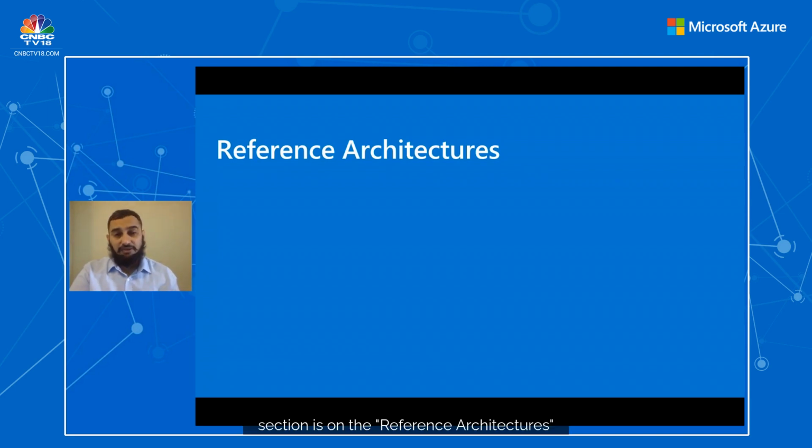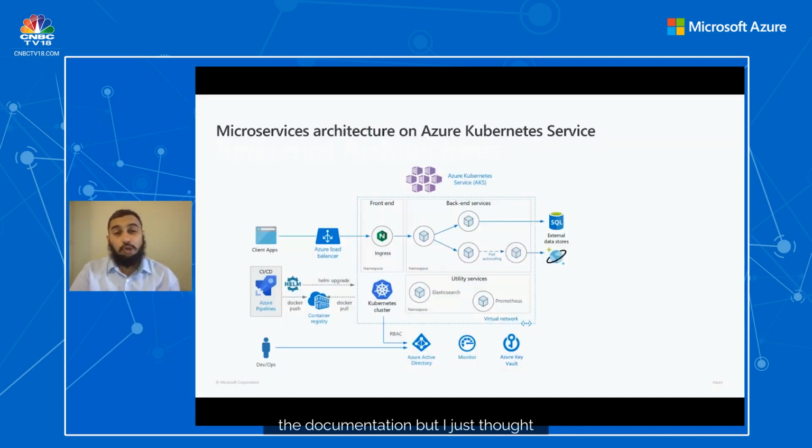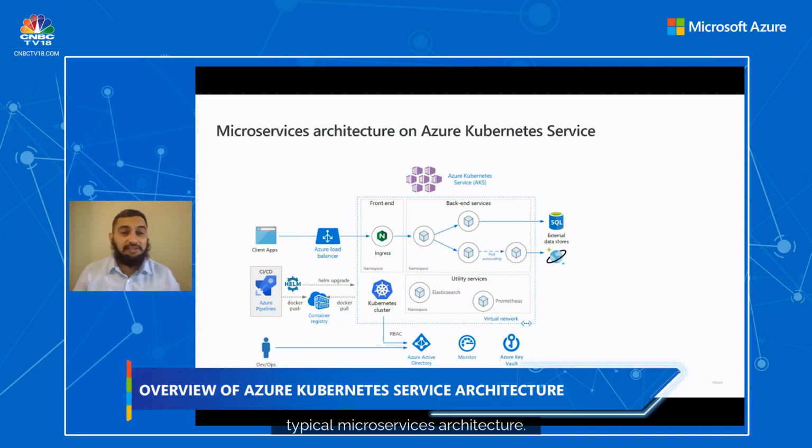The last section is on the reference architectures, and this is available in the documentation, but I just thought I'll give you a glimpse of what's there. You can always go there, read through, and take help from those things. So this is a typical microservices architecture, where you deploy your backend services in a namespace. You have your utility services in another namespace.